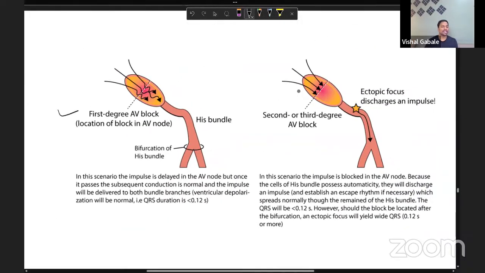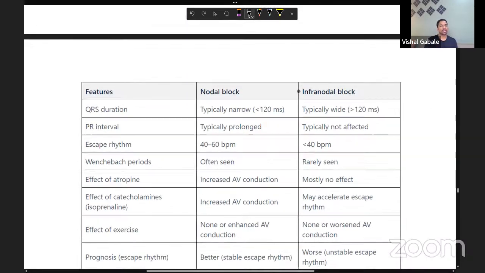So first degree, here is the location of the blockade in the AV. As you can see, some signals are passing, but they are slowed. Okay, these are slowed signals. Here, signals are not at all able to pass. The signals are not passing from the atria to ventricles. That is your second and third degree AV block. We got what we are talking about.